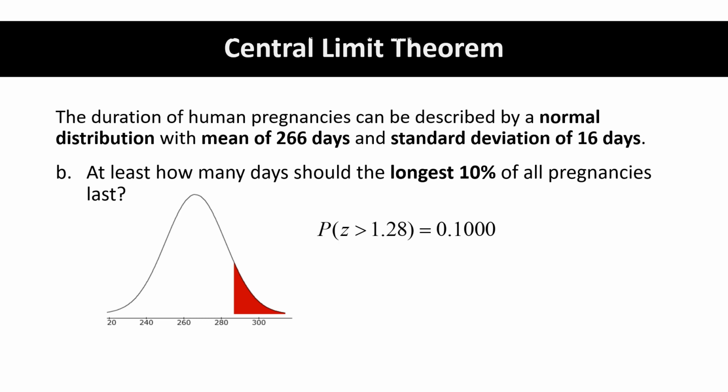So now we know the z, we want to find the x. So using this formula, x equals mu plus z times sigma, substituting what we know, 266 for the mean, 1.28 for the z, times our standard deviation, which is 16, gives us 286.48 days. So about 287 days is the number of days that would separate the bottom 90% of pregnancies from the top 10%. So only about 10% of pregnancies are going to be longer than this 286.5 days.